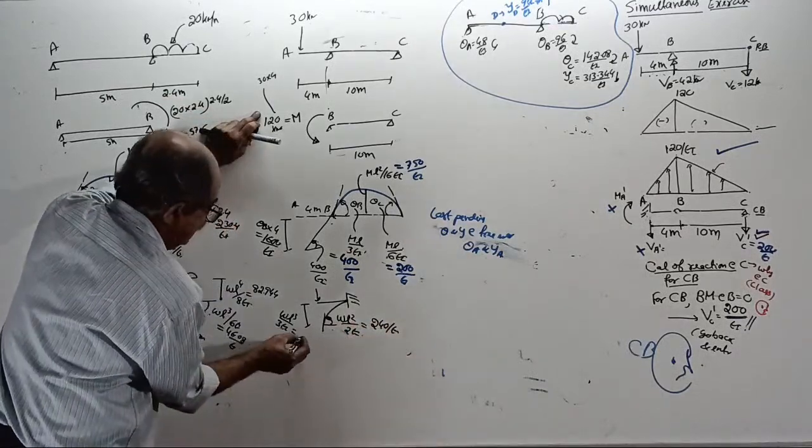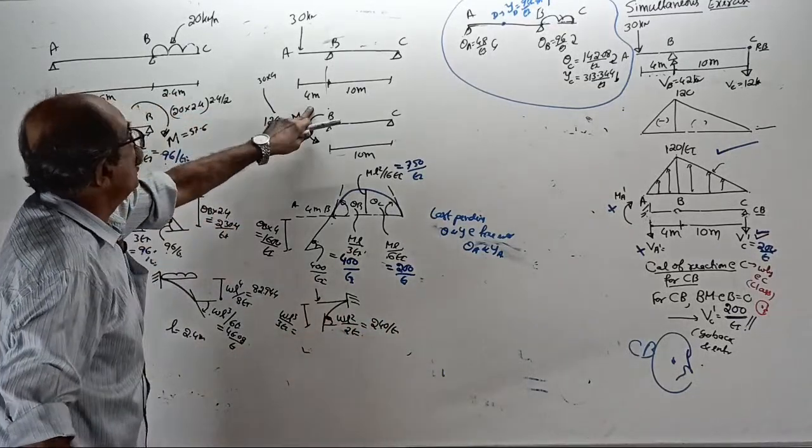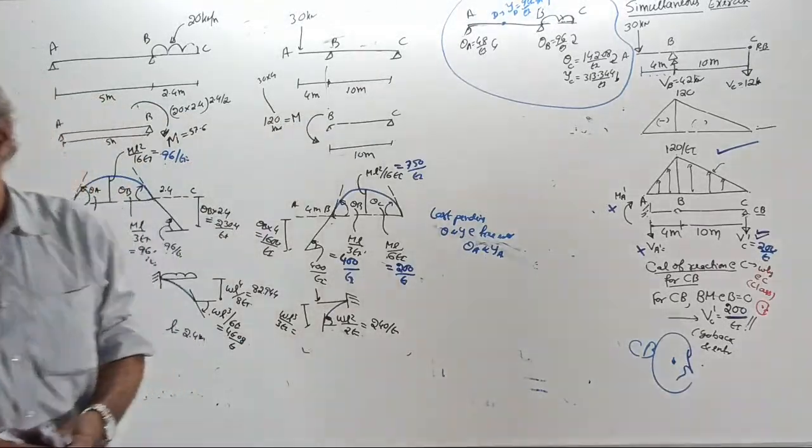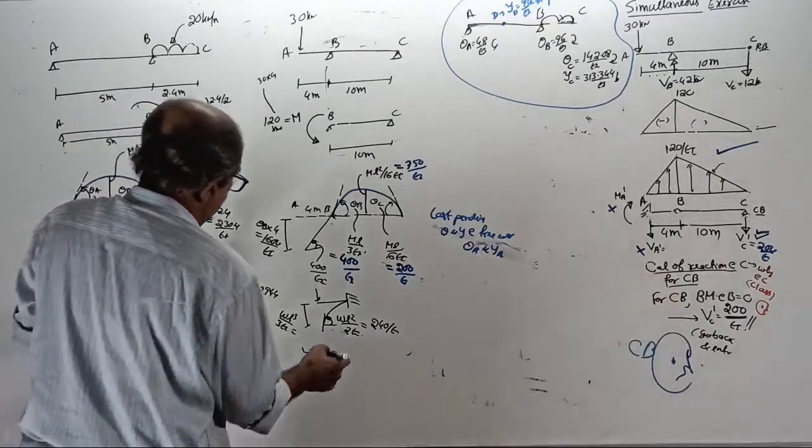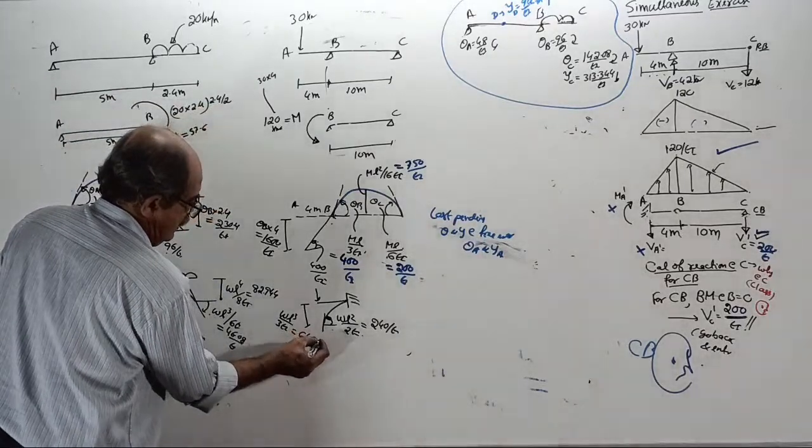And this deflection: point load deflection, 30 into 4 cube by 3. 640 by EI.